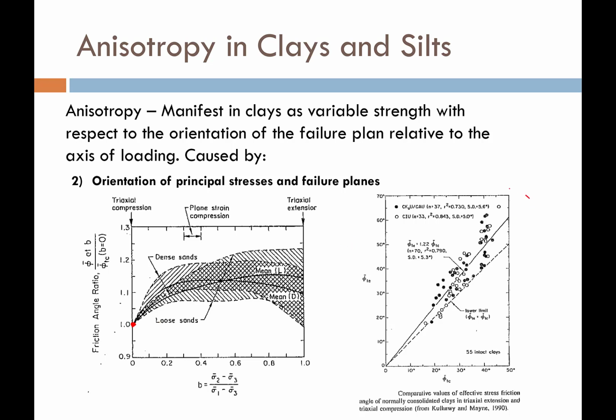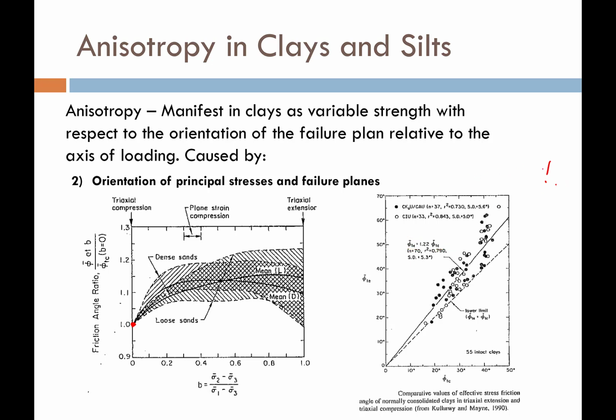Here's another plot from Kulhawy and Mayne that shows the friction angle from triaxial extension versus the friction angle from triaxial compression. Now, if these were equal to one another, what you'd see is this dashed line, meaning a one-to-one relationship. But all the data plots above that line, meaning that triaxial extension tends to have a larger friction angle than triaxial compression. How much larger? Well, the mean curve of that is given by this relationship here, where on average with the data they plotted, it was about 22% higher for triaxial extension.